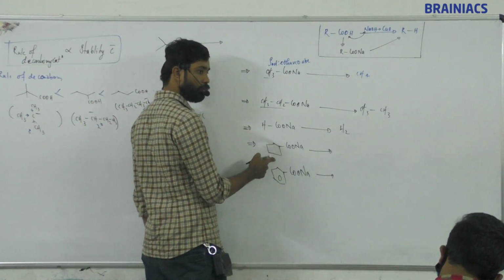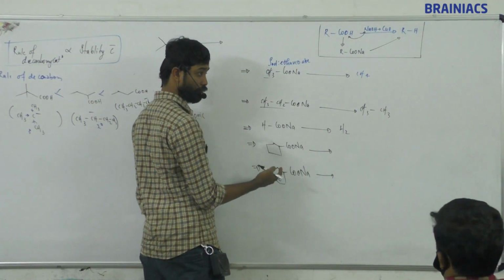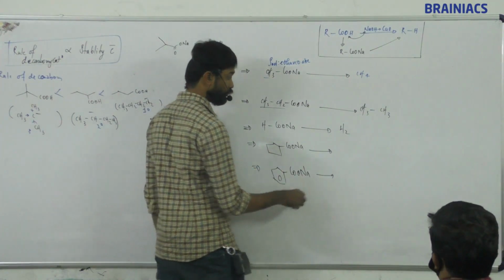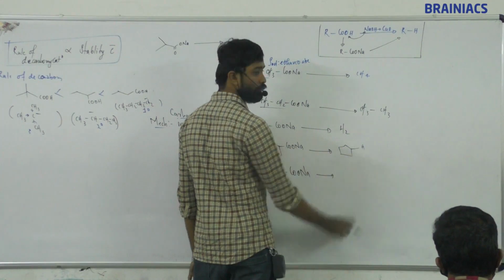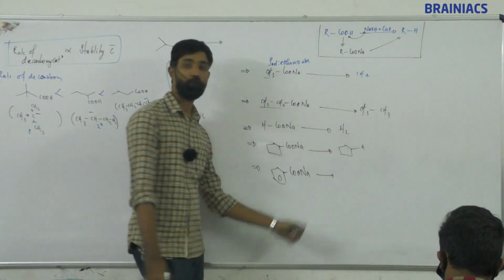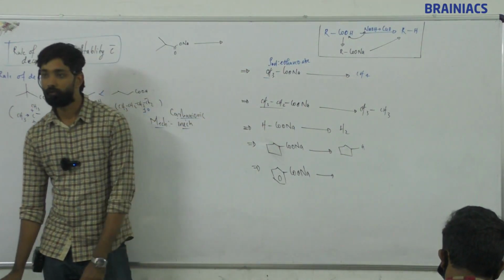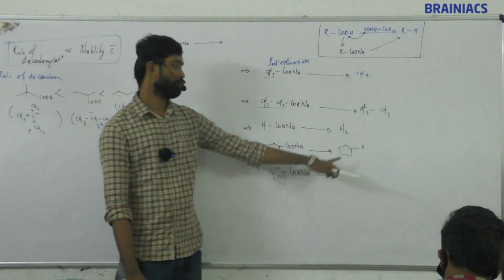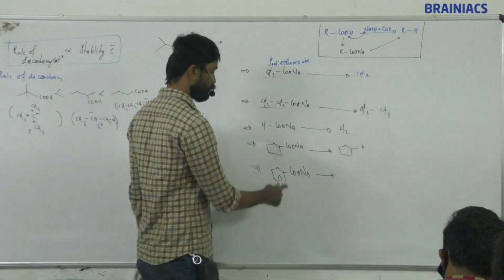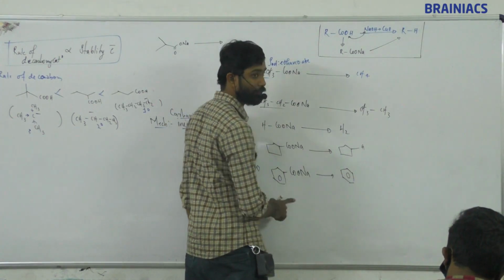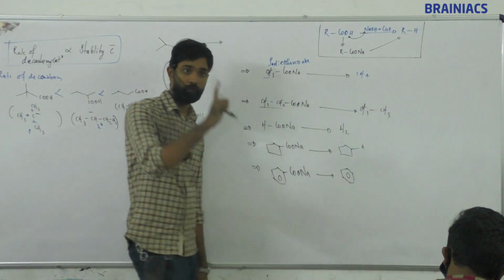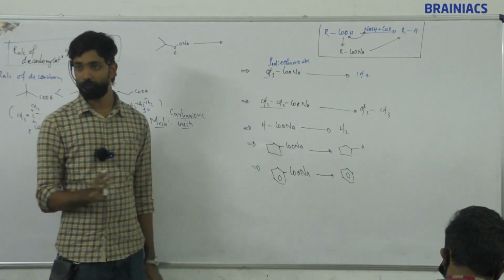What about this one? Sodium cyclopentane carboxylate. Here you obtain cyclopentane. No need of showing the hydrogens, in bond line representation. So cyclopentane. What about sodium benzoate? Benzene. So this can be used as a method of preparation of benzene, which will be written in your benzene chapter.